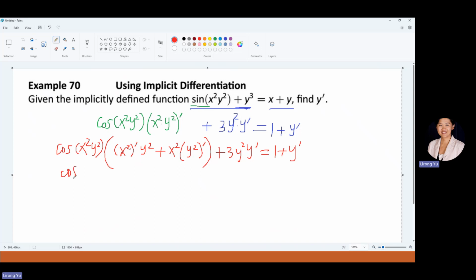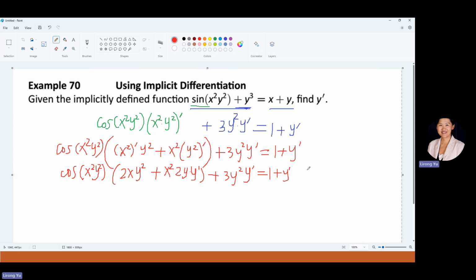So we have cosine of x squared y squared, multiplied by, now x squared differentiated is 2x, and then we multiply by y squared. See, there's no y prime, because right here we're differentiating the x term. It's x squared that we're finding the derivative for. But now in this step, x squared is the coefficient, and differentiating y squared, you have 2y. But this is differentiating a y term, so we have a y prime. So plus 3y squared y prime, which equals 1 plus y prime.